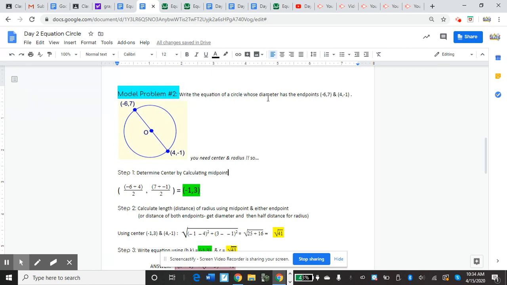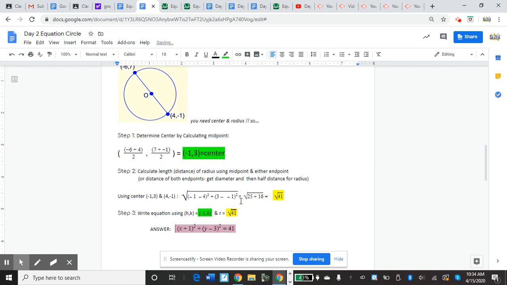So model problem 2 says, here's the diameter, it's (-6, 7) and (4, -1). We need to get the center. The center of a circle, if you look at the diameter, the center is going to be the midpoint of the diameter endpoints. So we're going to use the -6 and the 4 for the x values, right? Your midpoint formula is x1 plus x2 divided by 2, and your y values divided by 2. So you're going to add up your x's, add up your y's, and divide them both by 2. So in this case, we get (-1, 3). That's the midpoint. That is now your center.